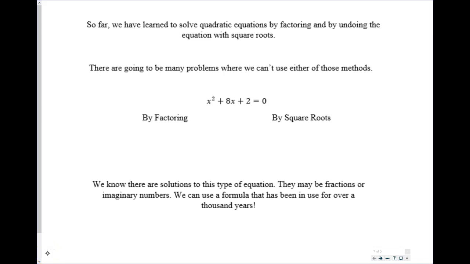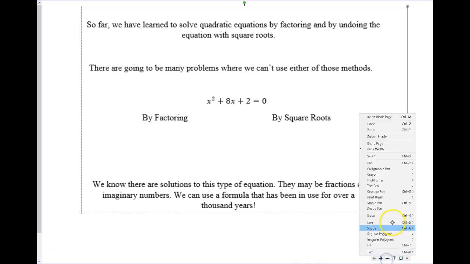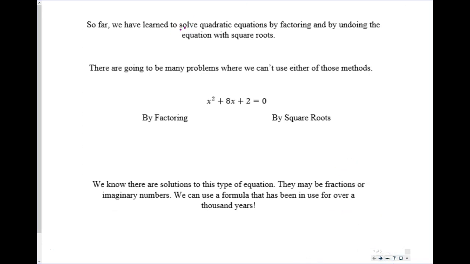So far in this unit, we have learned how to solve quadratic equations in two different ways. We have learned how to solve them by factoring, and we've learned how to solve them by undoing the equation with square roots. Those are the two ways that we've been able to get x equals and x equals, because that's what solving means. However, there are going to be many problems where neither of these two methods work.